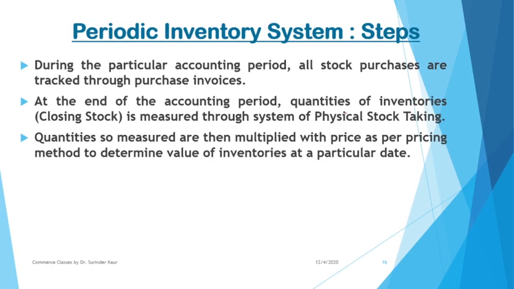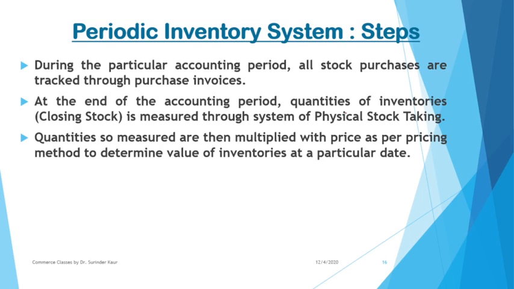Then the quantity so measured will be multiplied with the price, of course, as per the methods. So here come the pricing methods also, because inventories are to be measured at cost or market price, as the LCM rule says, whichever is least. But what is the cost and what is the market price? There are various methods to determine the cost price and the market price. So according to the valuation method that you will be using, you multiply the quantity with the price. We use the term price because price is neither cost nor market. It is the price as per the pricing method. That will be considered and you will get closing stock.